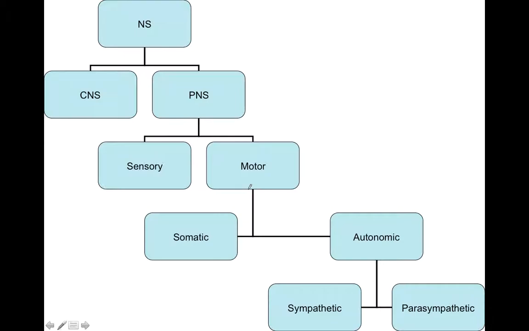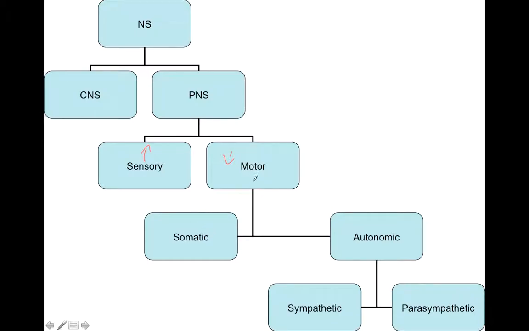This little flow chart shows the breakdown of the nervous system. So we've got the whole nervous system. It's broken down into the central nervous system and the peripheral nervous system. The peripheral nervous system is the sensory nervous system and the motor nervous system. So the peripheral is made up of sensory and motor. Sensory sends signals to the CNS, and the motor carries signals away.